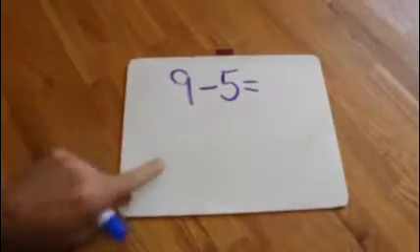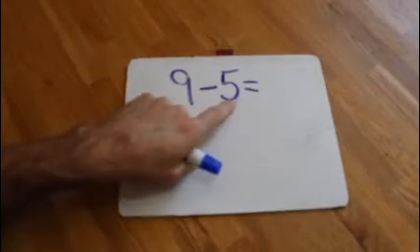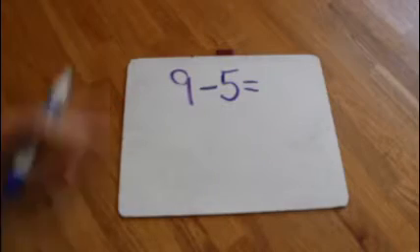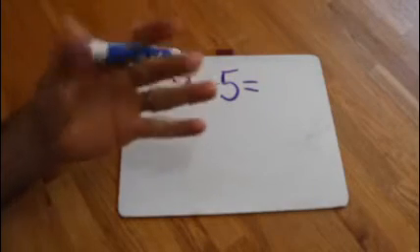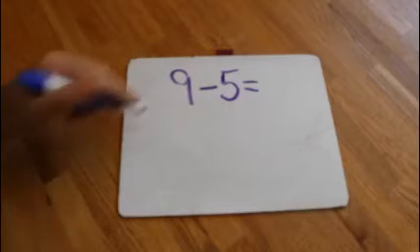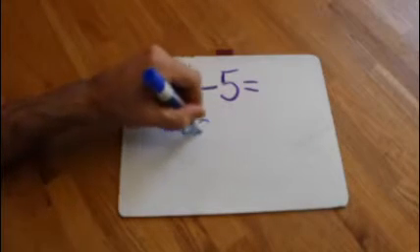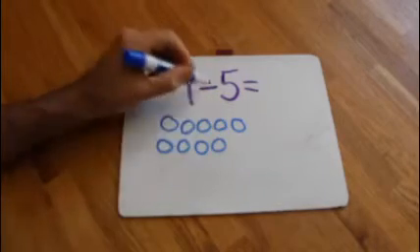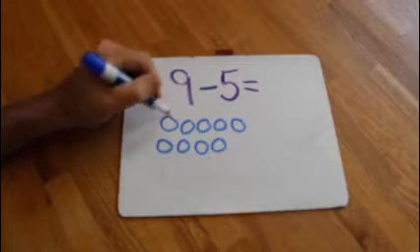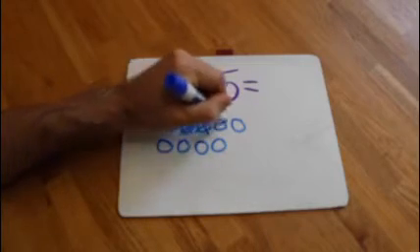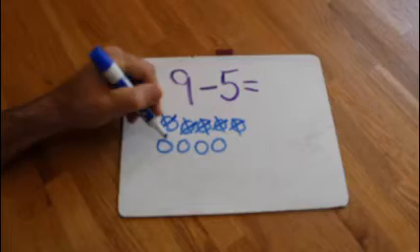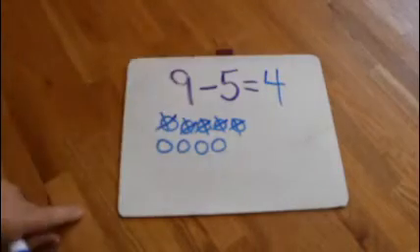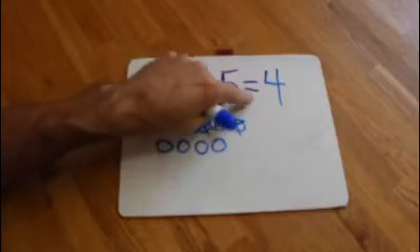Last one. 9 minus 5 equals. Quick mental math. Grab it, count backwards. Or pictures. 1, 2, 3, 4, 5, 6, 7, 8, 9. Minus 5 means to take away 5. 1, 2, 3, 4, 5. How many are left? 1, 2, 3, 4. Read the math sentence. 9 minus 5 equals 4.